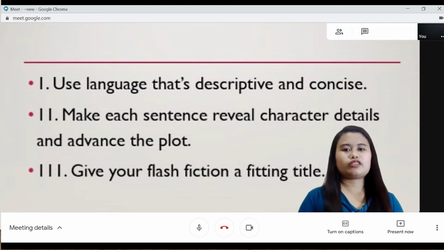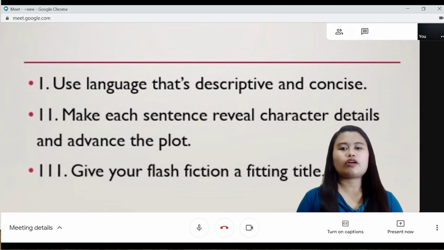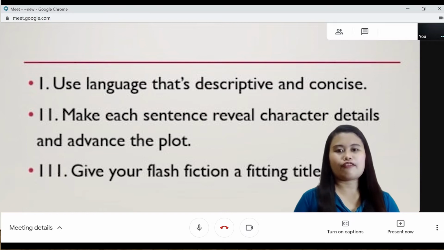The first one is to use language that's descriptive and concise. Make sure all your characters' actions and intentions are clearly communicated through your writing. Aim to write sentences with the fewest number of words you can use while still maintaining clarity. Instead of writing backstory, summarize the feelings or emotions tied with the events.